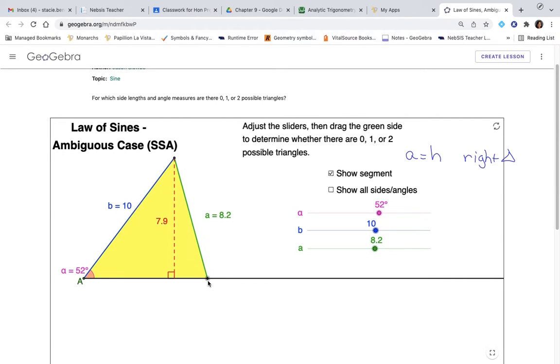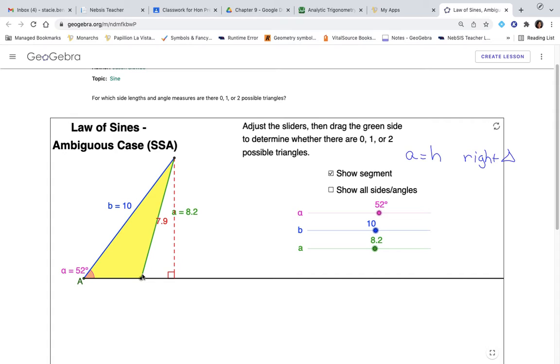If I get to here, I get one triangle, and then I go a little further, and I get a second triangle. So that's our ambiguous case. It only happens when we've got two sides and an angle, right? Not the side angle side, but two sides and the non-included angle. Okay? So now we know we have two triangles.